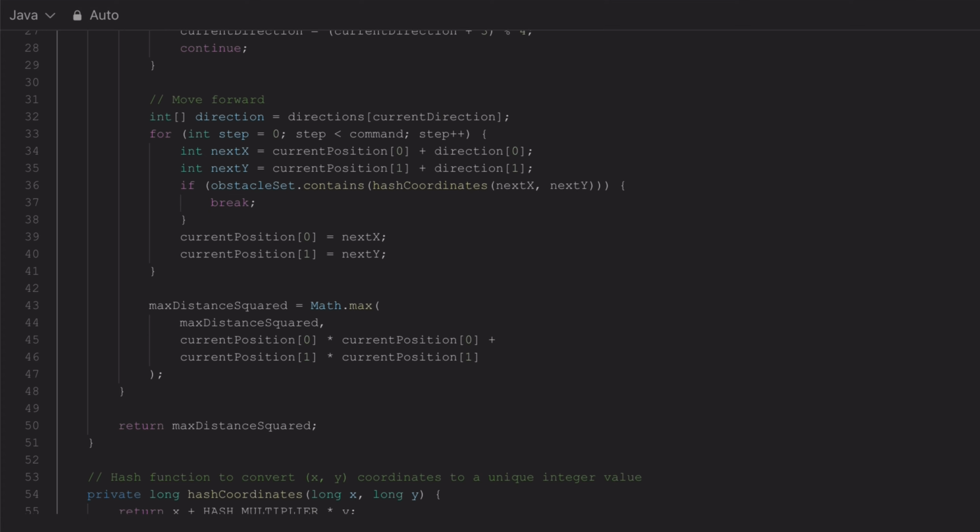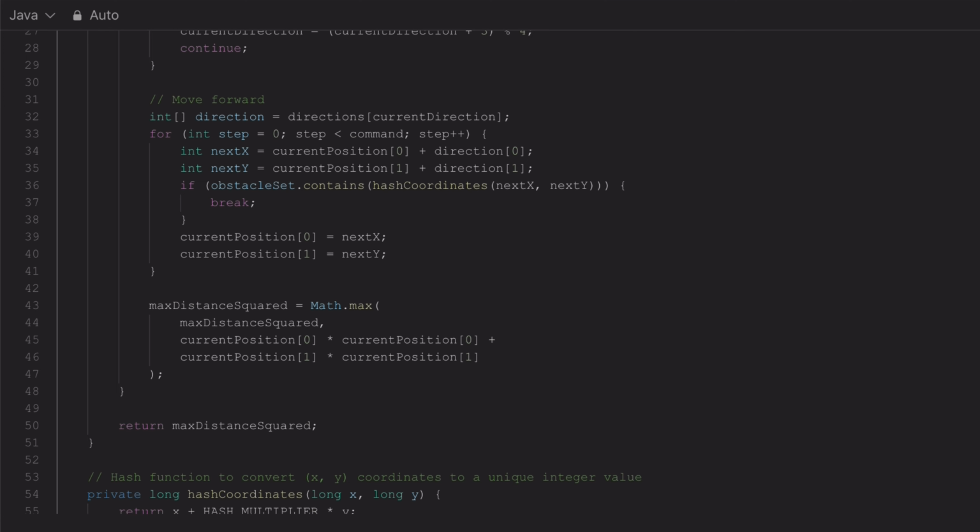So a step will start from 0, it will go up to the command, and step plus plus will happen. So next x and next y we will find, means line number 34, 35 I'm talking about. And then what we'll do is we'll create line 36, and at line 36 we'll check, okay, at this position do we have the obstacles? If the obstacles contains this x and y coordinates, it means we will break, we will not do anything else. If we find the obstacle, we will not continue, we'll break the loop. Means the previous position x and y will stay there and will not create the next position.